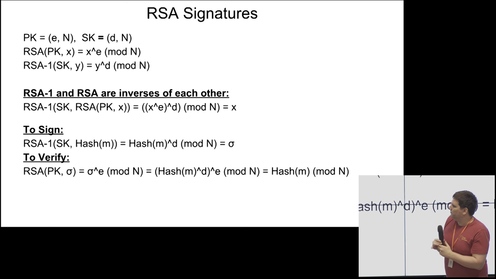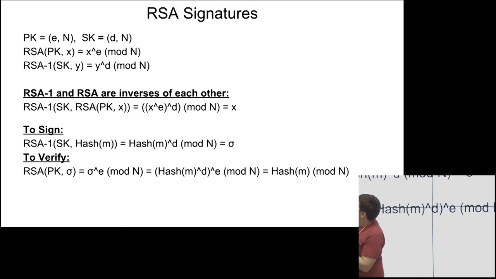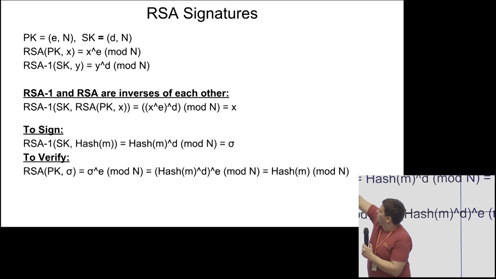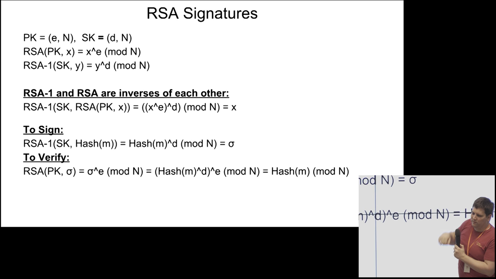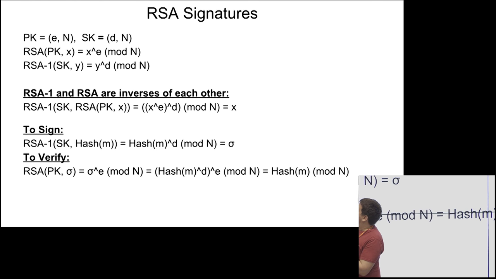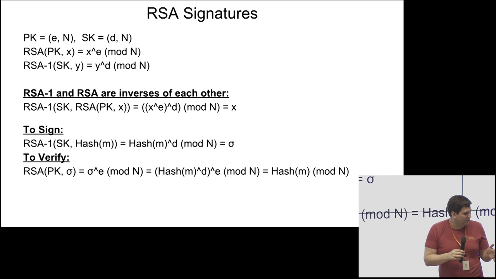And because these two are inverses, if you choose some x and you apply this RSA operation to it, and then you apply the inverse, what will end up happening is you'll get x mod N back out, because the e and the d will essentially cancel because they're inverses of each other, and so you'll just get x. Does anyone have any questions on that?